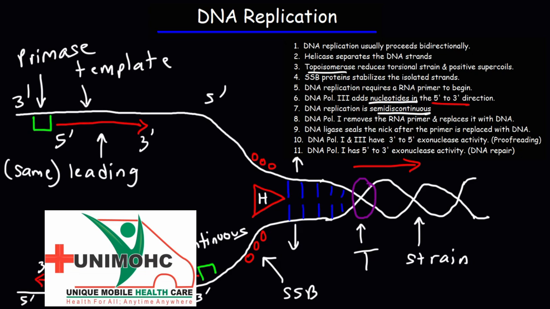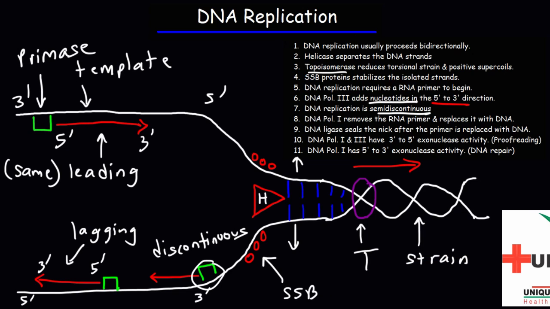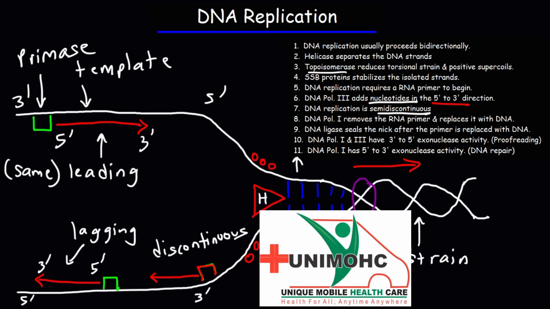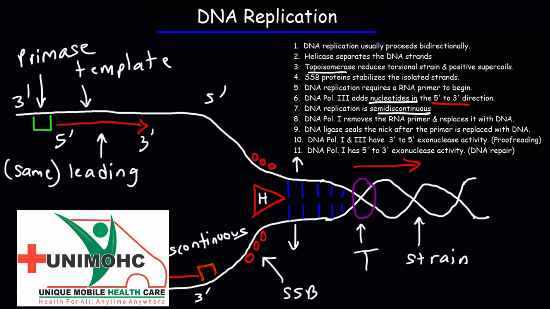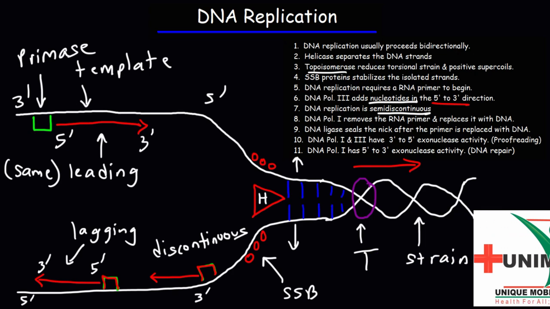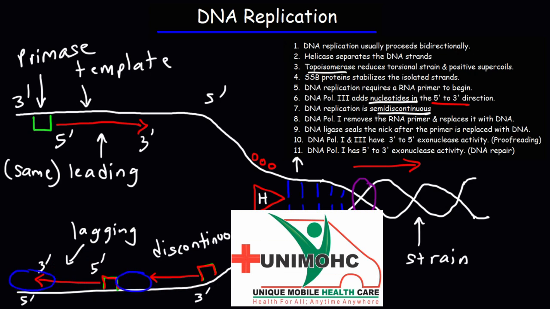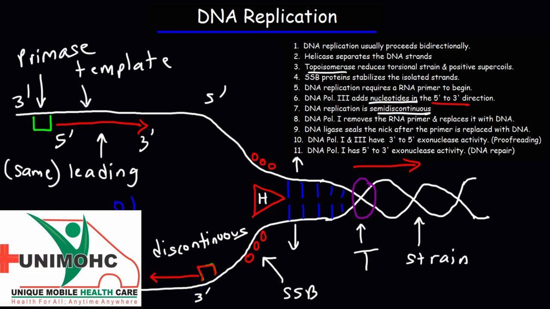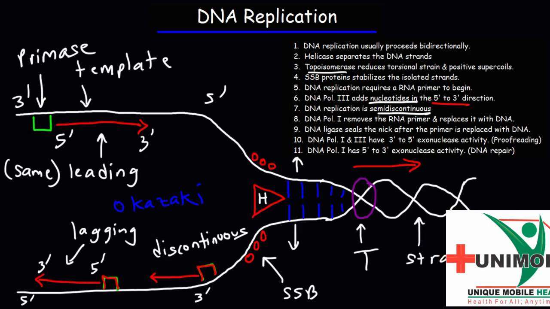So after replication, when it's almost finished, this RNA primer gets removed. And so I'm going to replace that with a red color. So it's been replaced by DNA polymerase I. DNA polymerase I replaces the RNA primer with DNA material. Now, once that happens, you're going to have some spaces in between. By the way, these fragments are called Okazaki fragments. Hopefully I spelled that correctly.